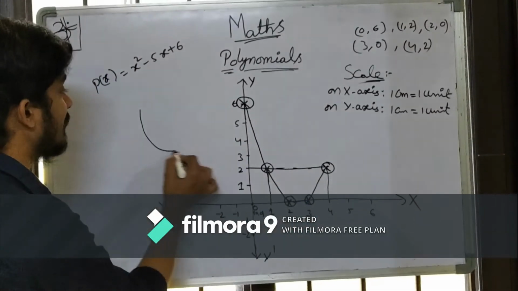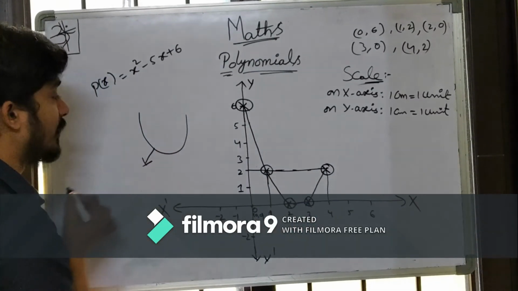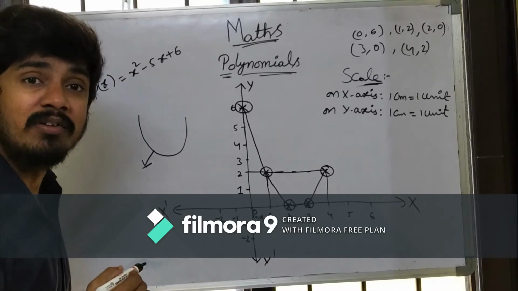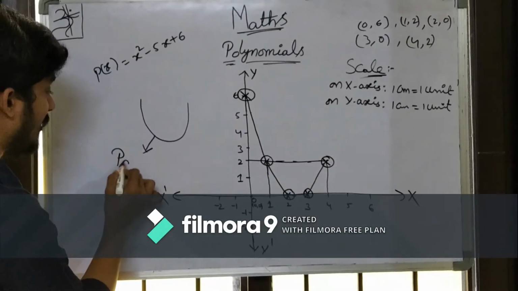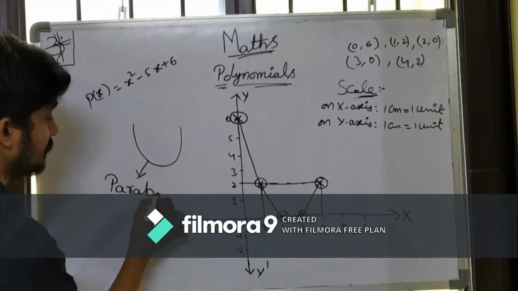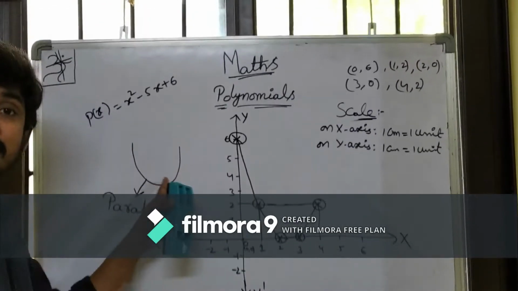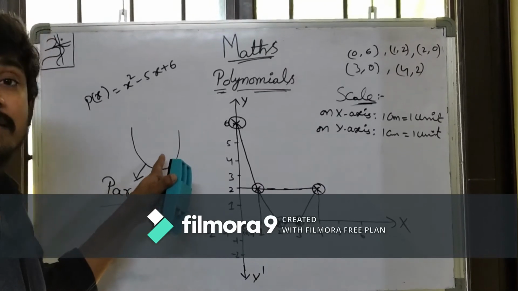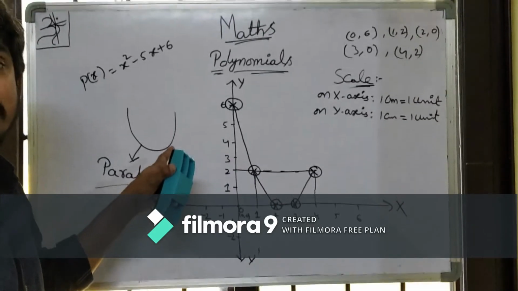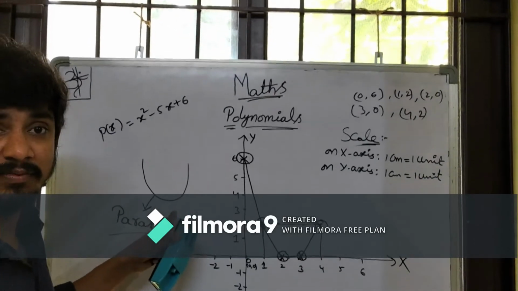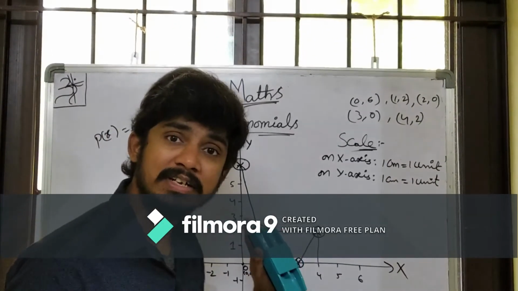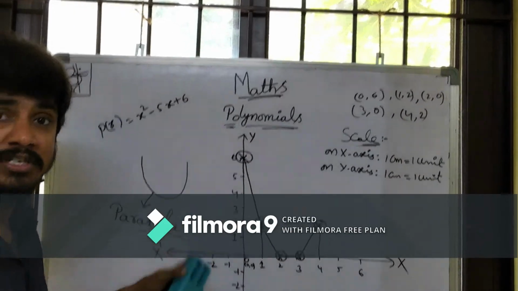The shape of the graph of a polynomial is a parabola. This shape is called a parabola. The shape of any polynomial is called parabola shape. This one is parabola shape.